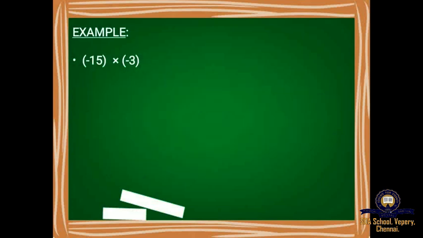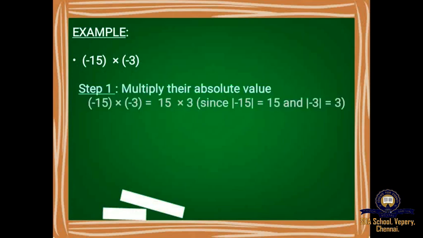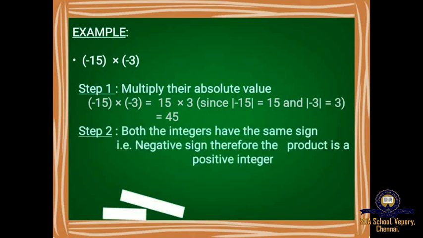Next example, minus 15 into minus 3. First step, we have to multiply their absolute values. So it is equal to 15 into 3, since the absolute value of minus 15 is 15 and the absolute value of minus 3 is 3, which is equal to 45. Next we have to assign the sign. Both the integers have the same sign, that is, both are negative. Therefore, the product is a positive integer. We saw that if both integers have the same sign, then the product will be a positive integer. Therefore, minus 15 into minus 3 is equal to plus 45.